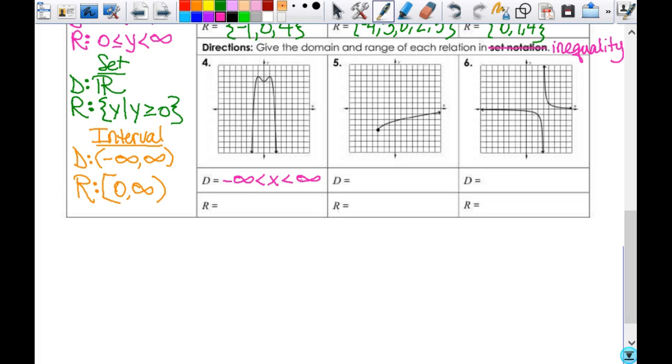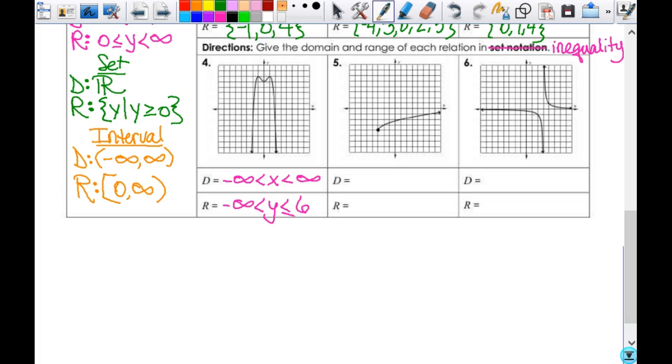For range, what's my smallest y value? -infinity. Oops, sorry, I'm leaning. I work so hard on not being a leaner on the board, and I still do it. Okay, -infinity. Y to what? 6. And do I include 6? Yes, I do. So that should be less than or equal to there.